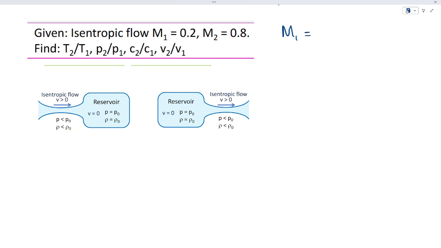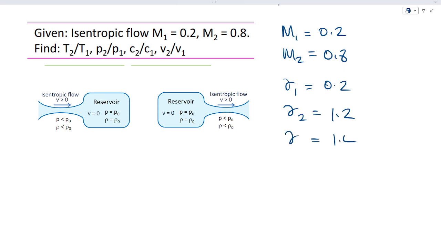Our given M1 is 0.2, M2 is 0.8, and don't let us forget gamma 1 is 0.2, gamma 2 is 1.2, and gamma equals 1.4.